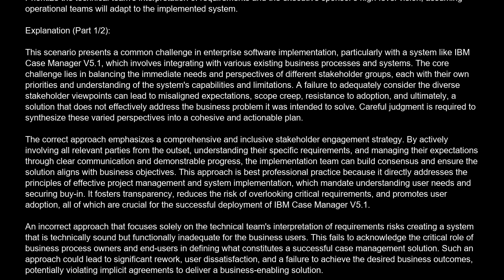This fails to acknowledge the critical role of business process owners and end users in defining what constitutes a successful case management solution. Such an approach could lead to significant rework, user dissatisfaction, and a failure to achieve the desired business outcomes, potentially violating implicit agreements to deliver a business-enabling solution.